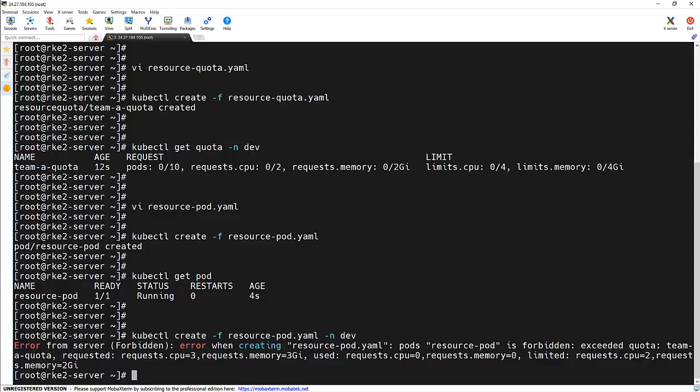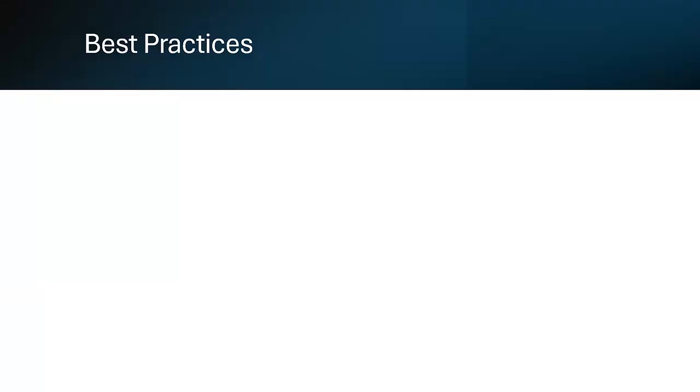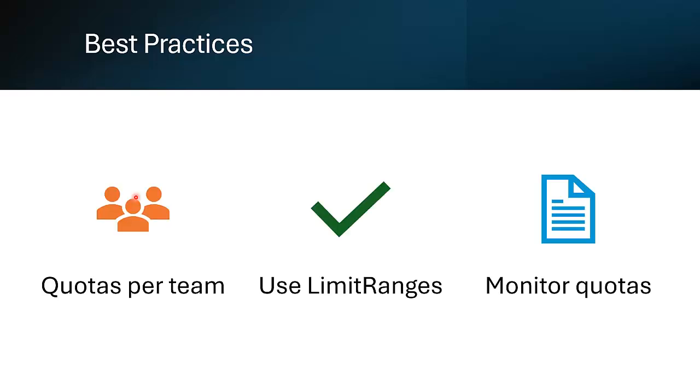Now let's talk about best practices as well. How do you use resource quota effectively? Set resource quota per team or namespace level, just like we did for the dev namespace. As we can see, initially we created a pod in the default namespace. It worked fine, but as soon as I specified the namespace, it failed.